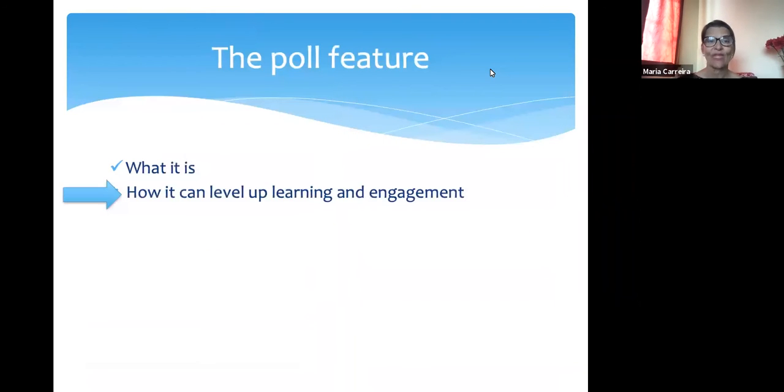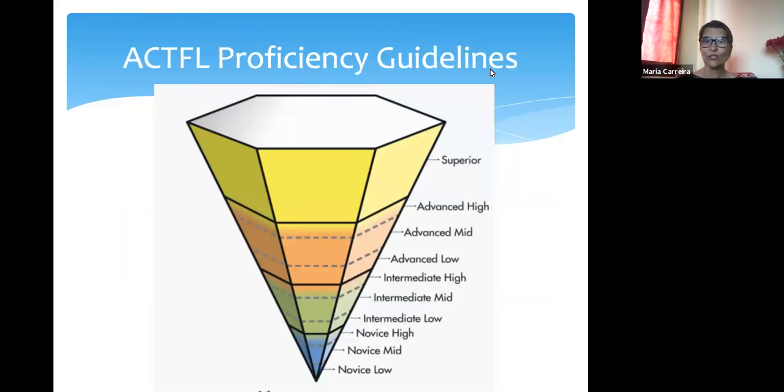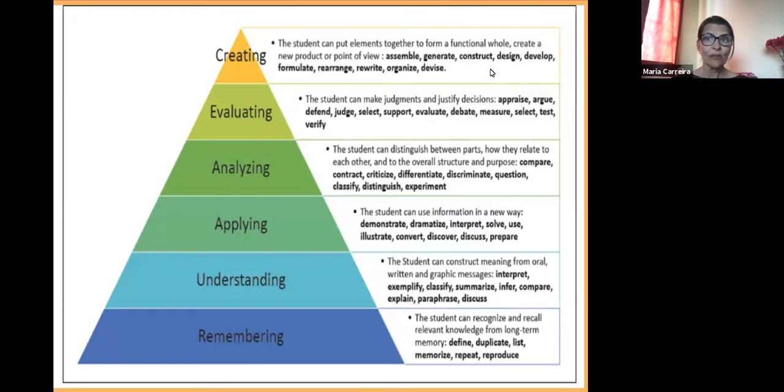So now I want to talk about specifically how I use the poll feature to level up learning and engagement. Of course, as language teachers, when we hear the words level up, we think of the ACTFL proficiency guidelines. And here it's just important to remember that we are talking about performance, which is what students can do in the classroom. We can also think about leveling up in terms of Bloom's taxonomy, which, as you know, is a hierarchy of cognitive functions or levels of learning.